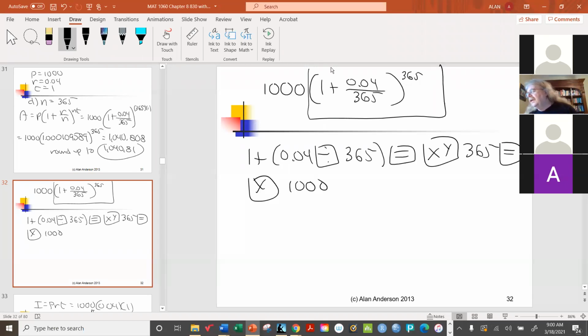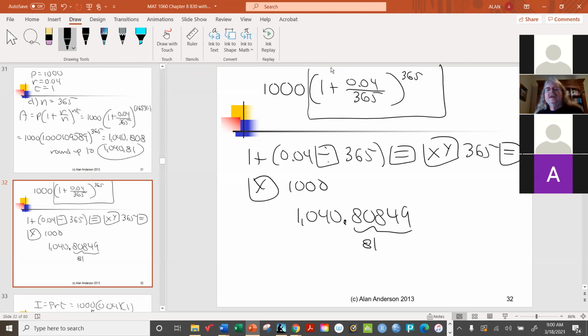It was very straightforward. Now, if you look at it carefully, you'll see that the exact value is 1040.80849, let's say. Anyway, this is going to be rounded to 81 cents. All of this extra precision doesn't really help us that much. So rather than go through all of this, just do what we did earlier and replace this with the decimal equivalent, which was 0.000, and even all these decimals were probably not absolutely necessary.